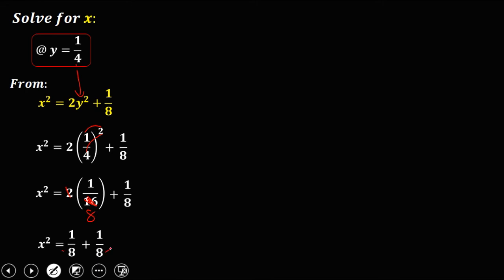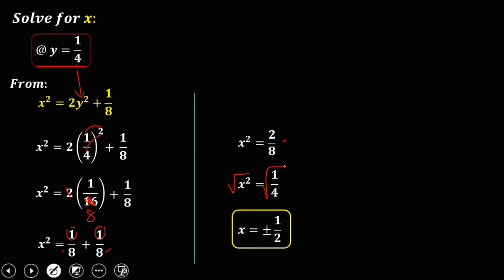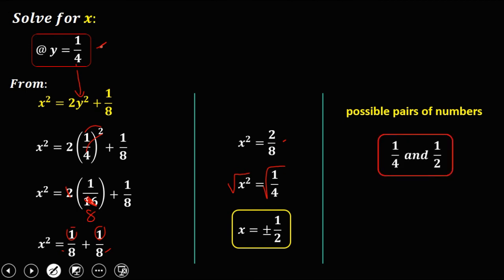Then the same denominator, so just copy. Then add the numerators, so 1 plus 1, that's 2. Then reduce this 2 over 8, that's 1 over 4. So to solve for x, take the square root. So the square root of 1 over 4 is positive and negative 1/2. So therefore, possible pairs of numbers, if y equals positive 1 over 4, are positive 1/4 and positive 1/2, and also positive 1/4 and negative 1/2.